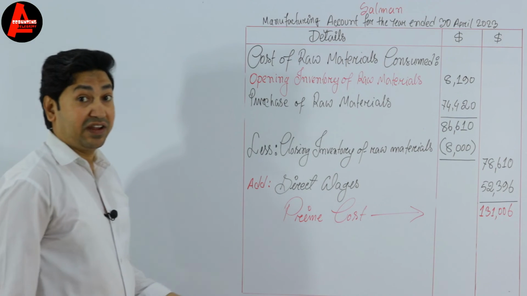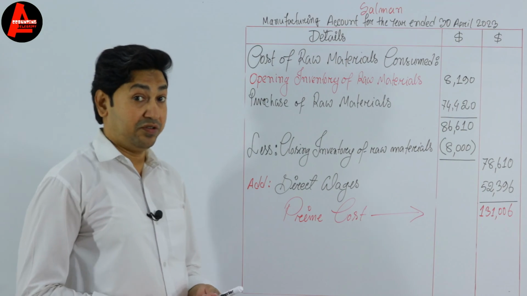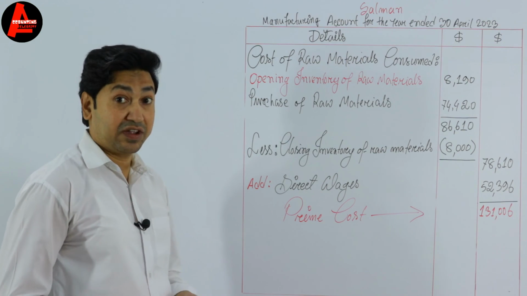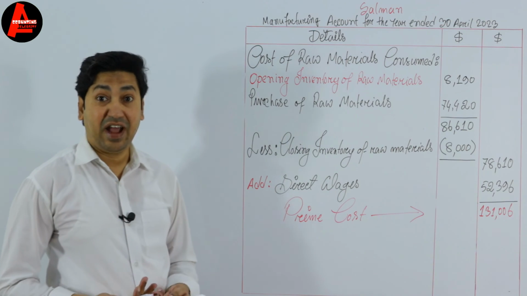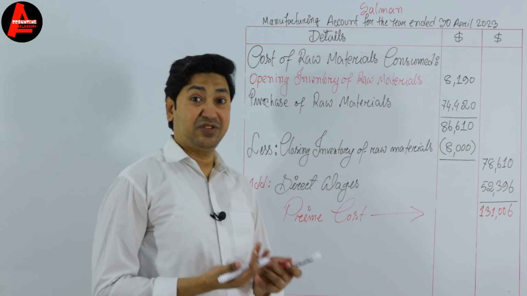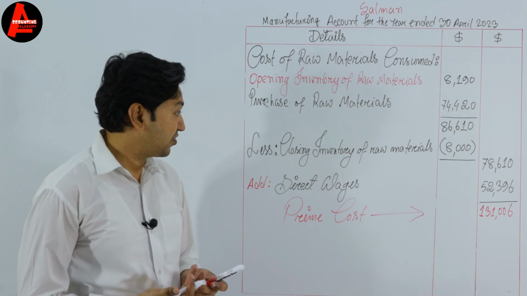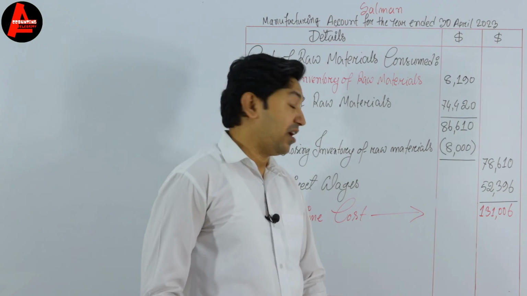So this is not complicated, it's simple, but you have to remember the steps of how you calculate it. First of all we calculated the cost of raw materials consumed, then we added direct wages to the cost of raw materials consumed. Okay, we got here prime cost.